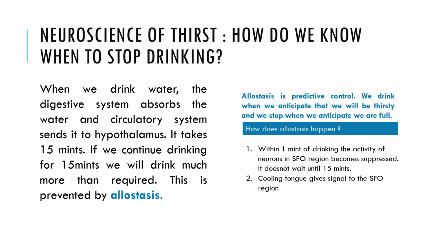So how is it that we get the feeling that we are already full and we do not need any more water? That process is known as allostasis. Allostasis is actually a predictive control. It's not the actual one. It is predictive, which means that we drink when we anticipate that we will be thirsty, and we stop when we anticipate that we are full. So that phenomenon is known as allostasis. It is a predictive control.